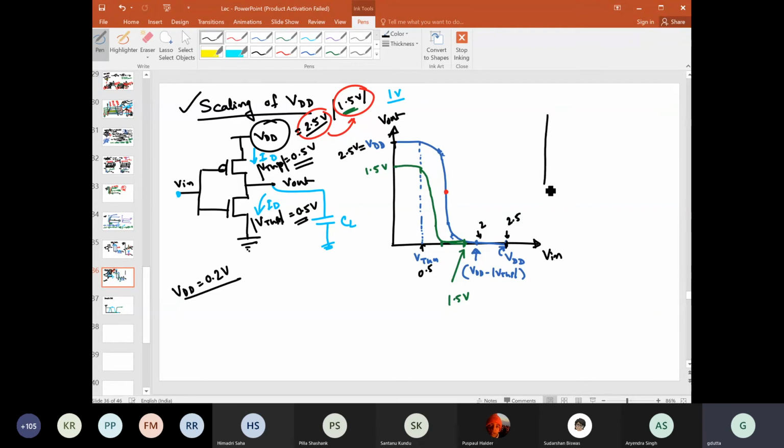And let me plot the characteristics. So if it is Vin and it is Vout, and this VDD is nearly equal to 0.2 volt in this case, and this is also then 0.2 volt, then also you will get this type of shape of VTC. Now you will be a bit surprised: how will this turn on, will NMOS turn on or PMOS turn on?